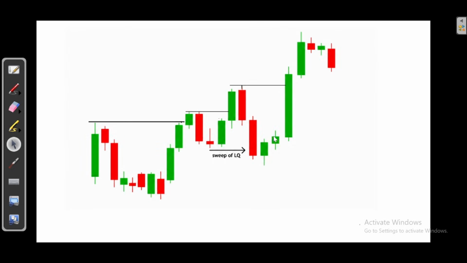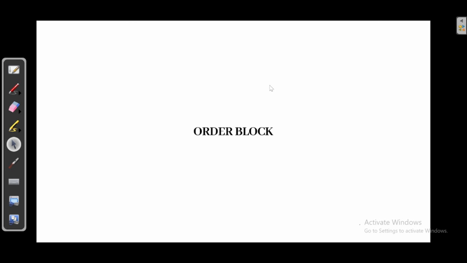After sweeping, the price pushes up and forms another breakout of structure, right? Break this level, and you can see there's a gap here. So we are expecting this price to still come and push up. So that is just the basic thing that you need to know about imbalance. So let's move to order block.